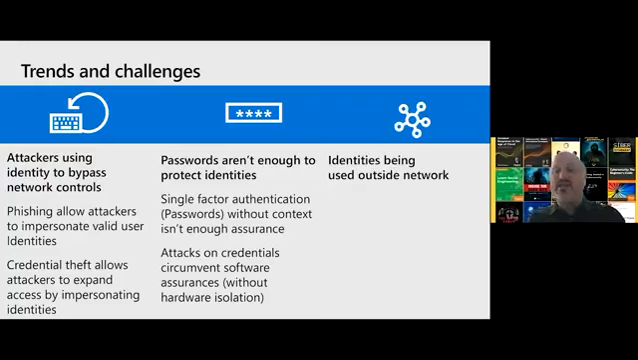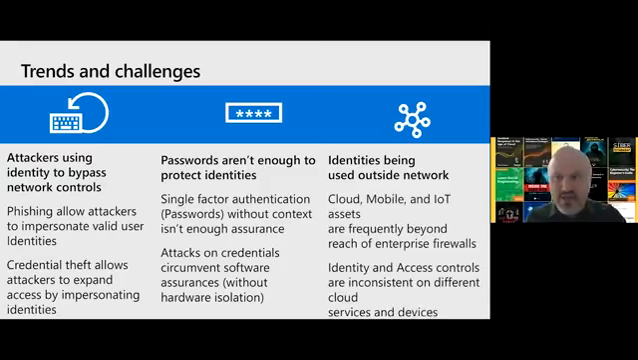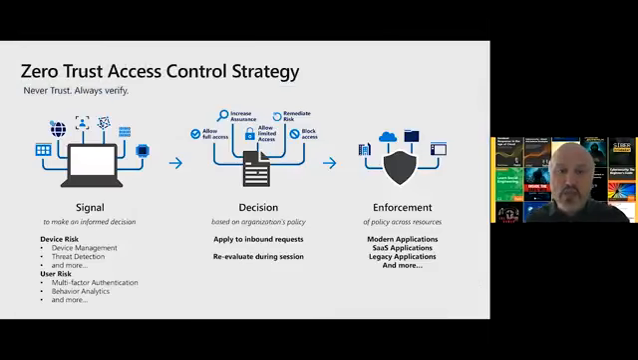And finally, this is the third step, which is identities being used outside the network. You might be in the cloud, of course, everybody's on mobile, and IoT assets are frequently beyond the reach of enterprise firewalls. Identity and access controls are inconsistent across different cloud services and devices. As a result, you have to ensure those are consistent.